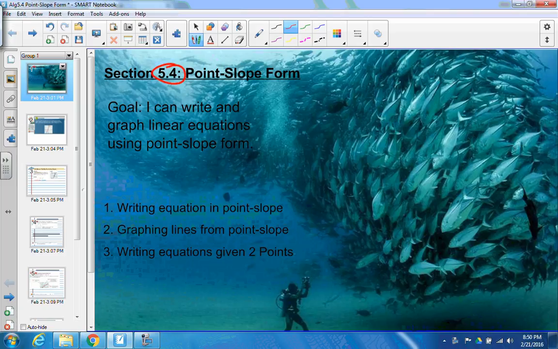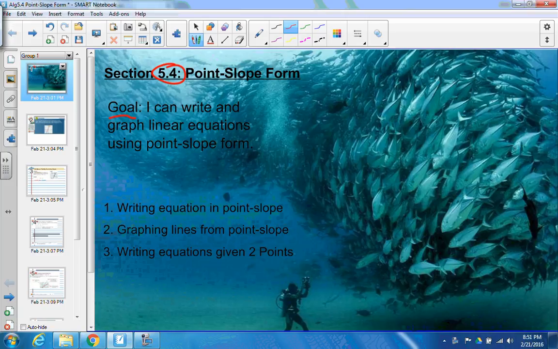We've really focused on slope-intercept form, and direct variation is very similar. It's just where the intercept is 0. But now I'm going to show you a different way that you'll see equations written. It might be helpful in certain instances, and it's not used quite as often as slope-intercept form. But the goal is I can write and graph linear equations using point-slope form. So we're going to write and graph them.